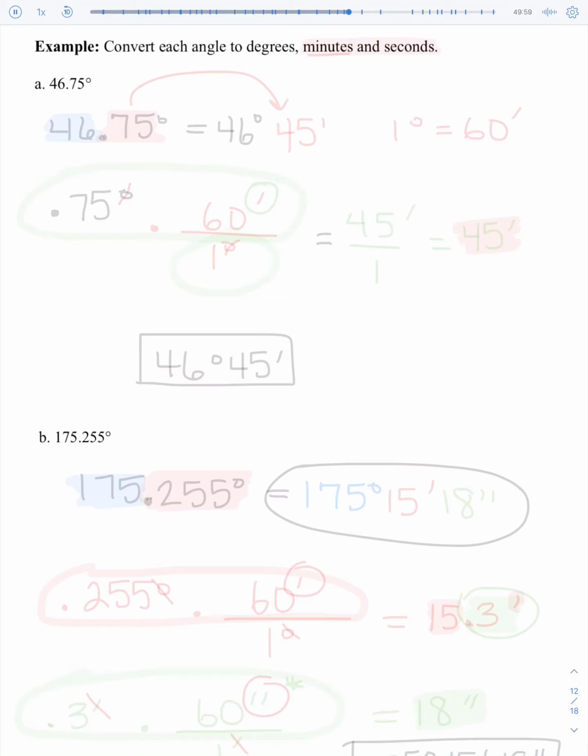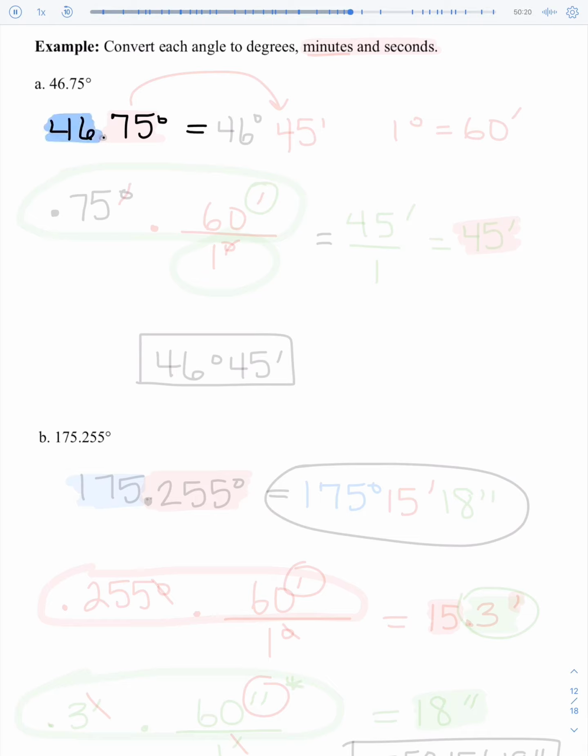What we're going to do is the reverse. We're going to take a decimal degree and convert it into degrees, minutes, and seconds. But the idea is going to be the same as what we were just doing. So on this first one, we have 46.75 degrees. Just like in the reverse direction, that first part, the 46, is going to stay the same.